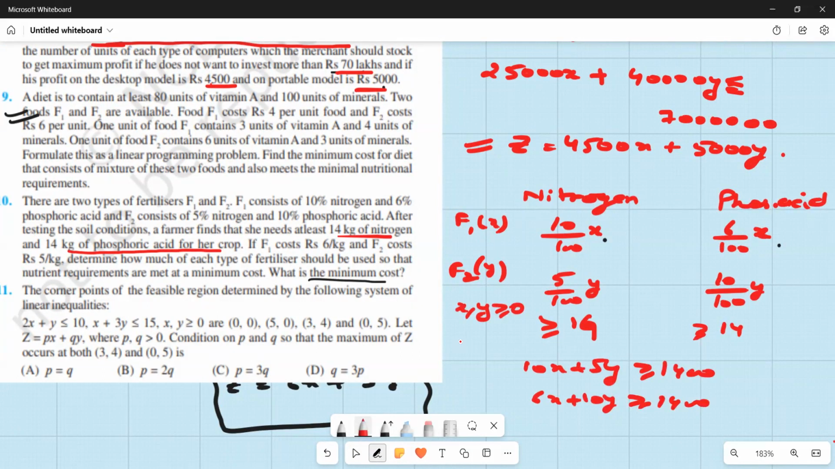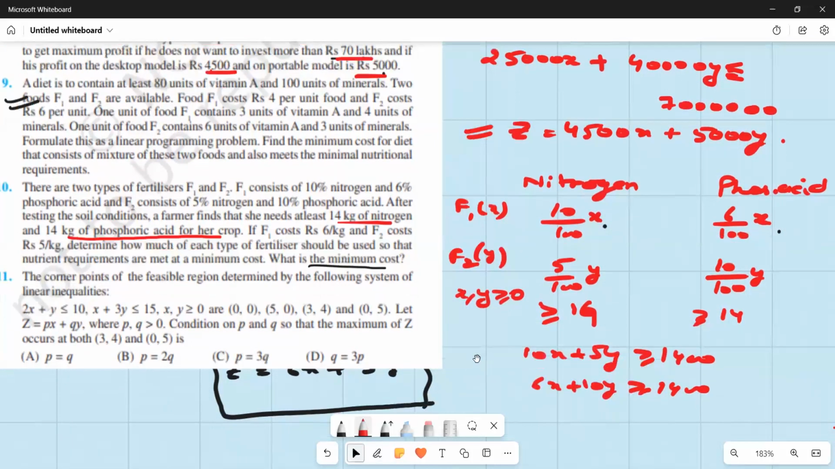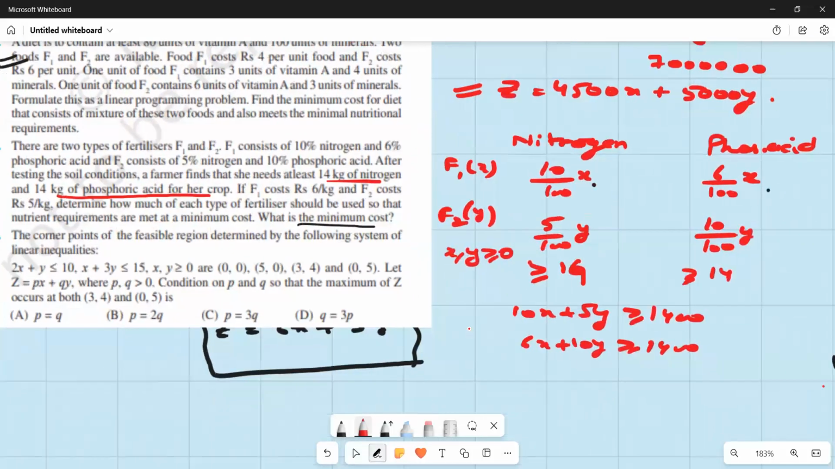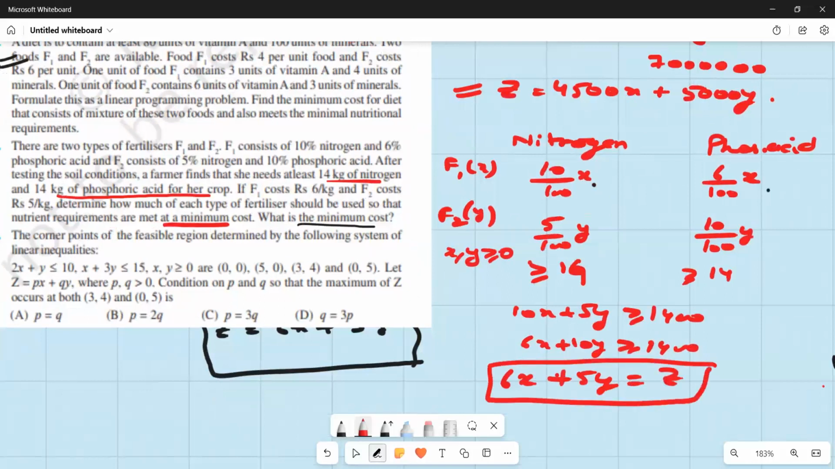And what will be the objective function? Cost: 6x plus 5y. Cost should be minimum, no? So you have to find the minimum of the objective function. So the objective function is this. You have to minimize it using the LP. This is your equation first.